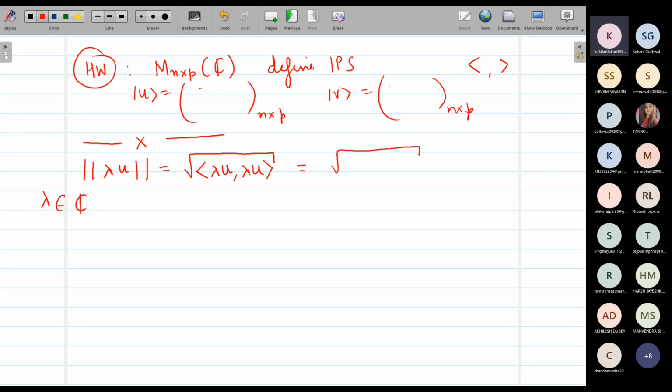So how are we going to do this? If this lambda comes out of this inner product, then will I get lambda or lambda star? Lambda star. And if the other lambda comes out, then I get lambda. So you will get lambda star lambda u comma u, right? Which I could have simply written as mod of lambda squared times norm of u.